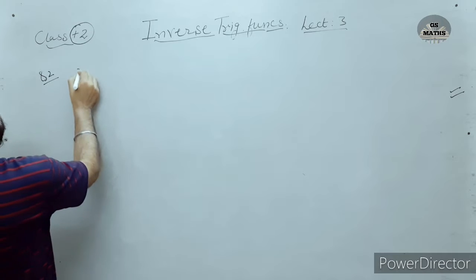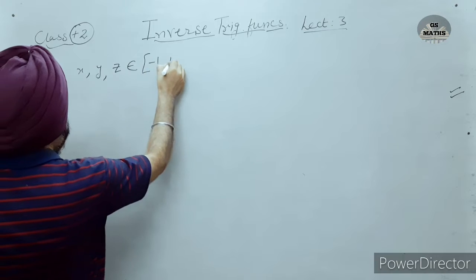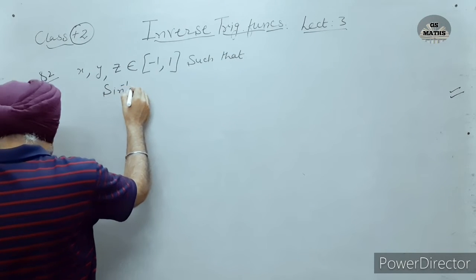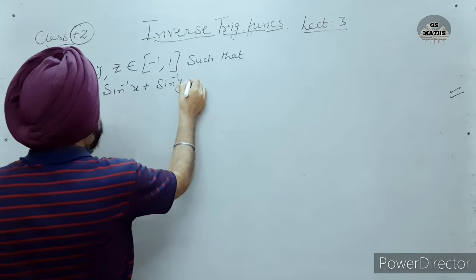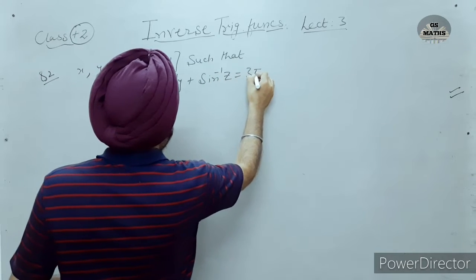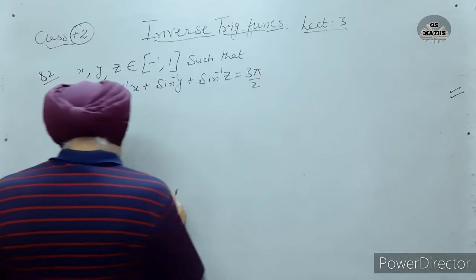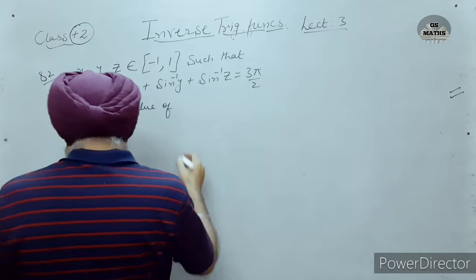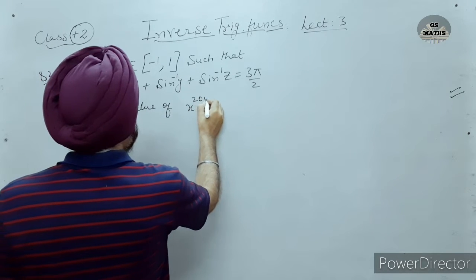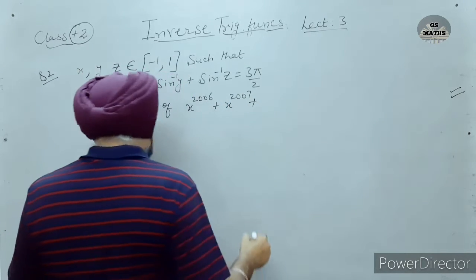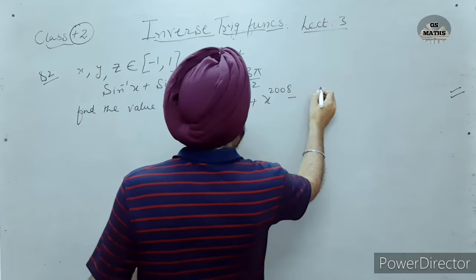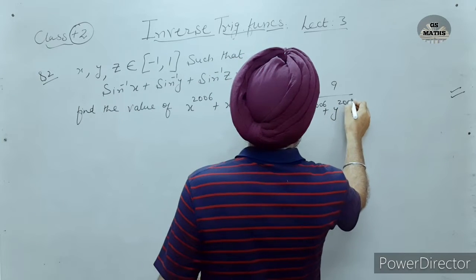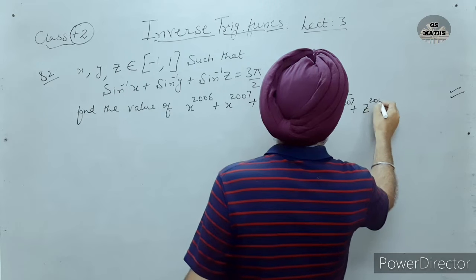If x, y, z belong to the interval minus 1 to 1 such that sine inverse x plus sine inverse y plus sine inverse z is 3 pi by 2, and it's given, find the value of x raised to power 2006, x raised to power 2007, x raised to power 2008 minus 9 upon x raised to power 2006, y raised to power 2007 plus z raised to power 2008.